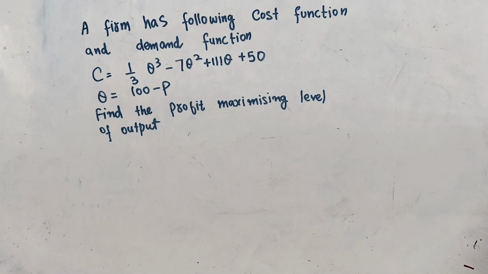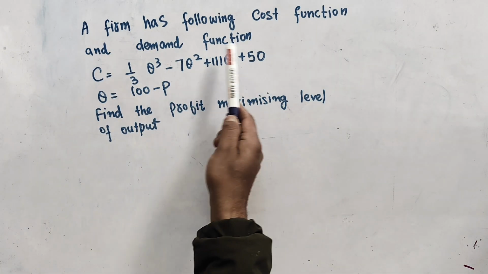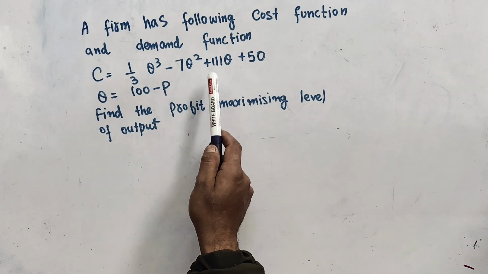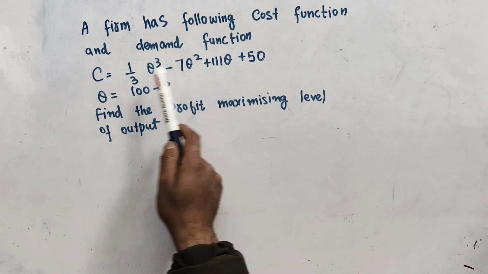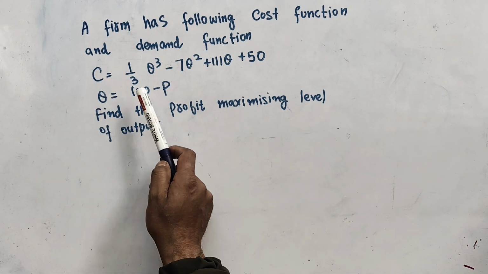In this video, we will learn how to find out the profit maximizing level of output when we have the cubic cost function. The question is, a firm has the following cost and demand functions, that is C is equal to 1 upon 3 Q cube minus 7Q square plus 111 Q plus 50. This is the total cost function. And the demand function is Q is equal to 100 minus P.